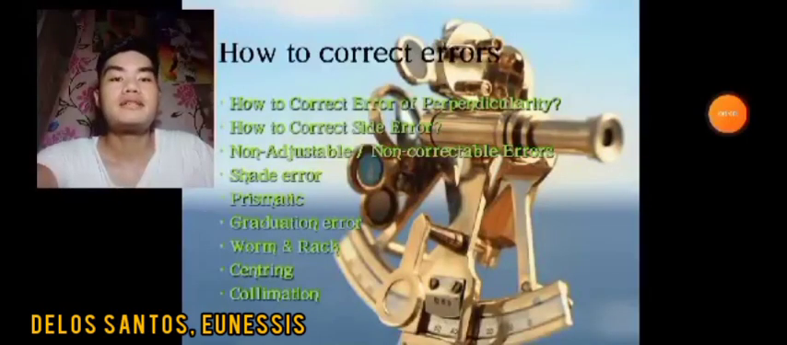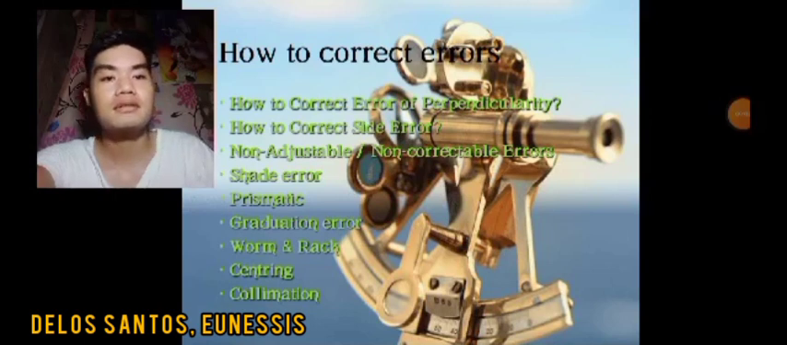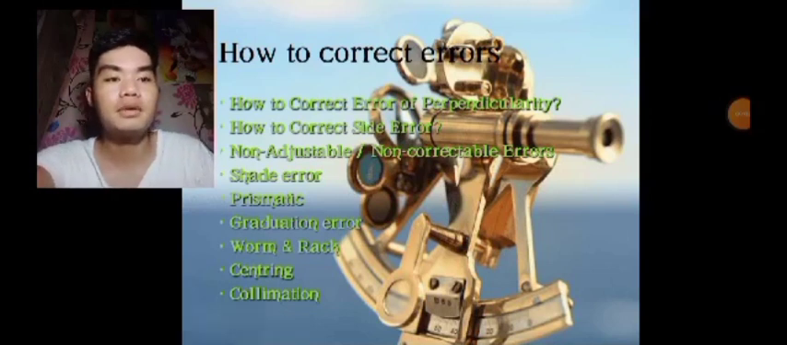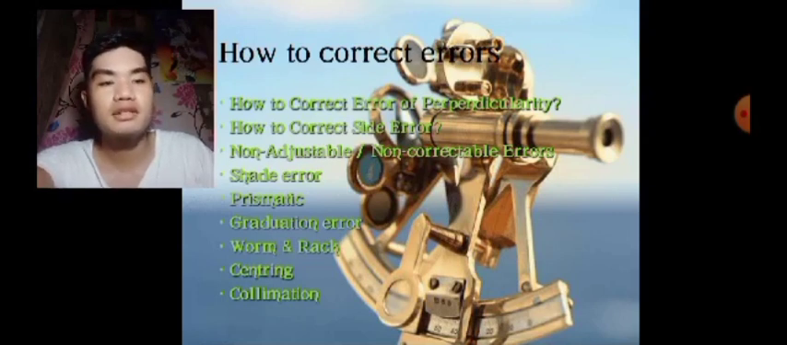Good day, sir. I'm Cadet de Los Santos. I'm here to explain how to correct errors of a sextant. These are the following errors: how to correct error of perpendicularity, how to correct side error, non-adjustable and non-correctable errors, shade error, prismatic, graduation error, worm and rock, centering, and collimation.